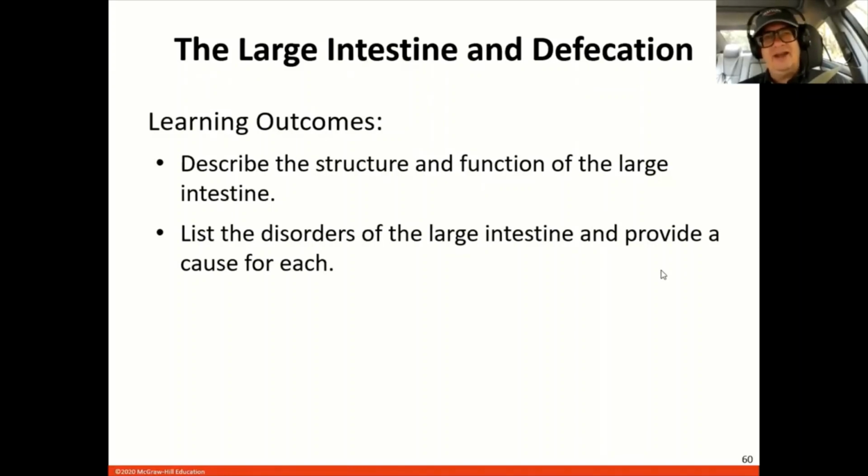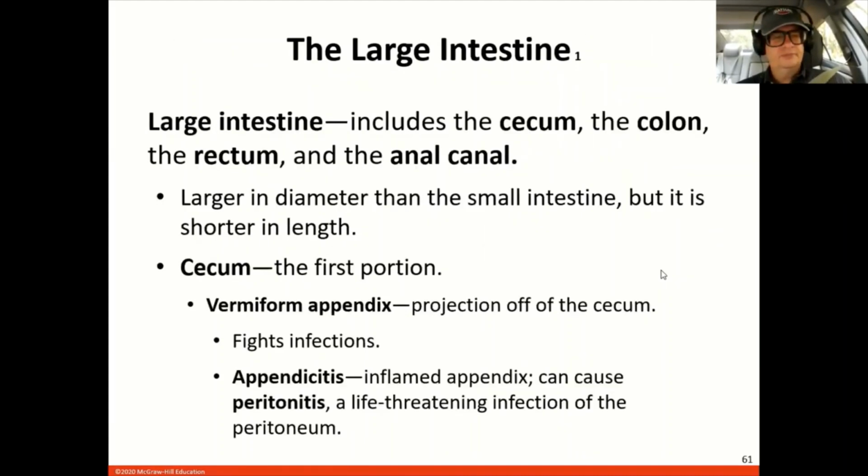That's about it. It doesn't really absorb that many nutrients. Anyway, list the disorders of the large intestine, provide a cause for each. We've already talked about diverticulitis, but let's move on. So the large intestine includes the cecum. We call that the appendix, the colon, the rectum, and the anal canal. All true, but I also want to show you the colon.